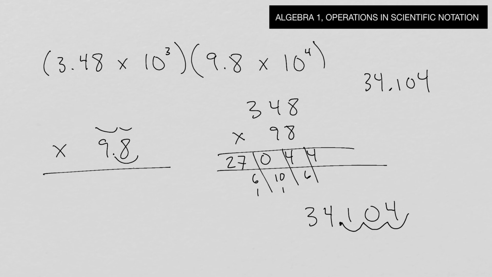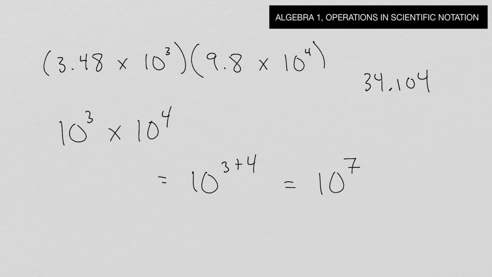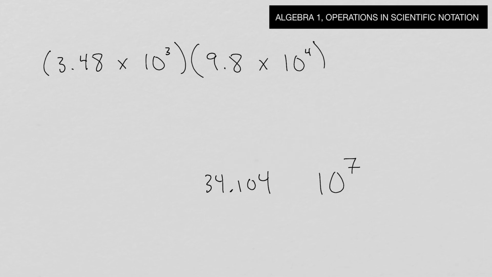Next, we need to multiply these powers of 10. So we have 10 to the 3rd power times 10 to the 4th, which equals 10 to the 3 plus 4, that equals 10 to the 7th power. Remember, we're just adding the exponents. So we have 34.104 times 10 to the 7th power.